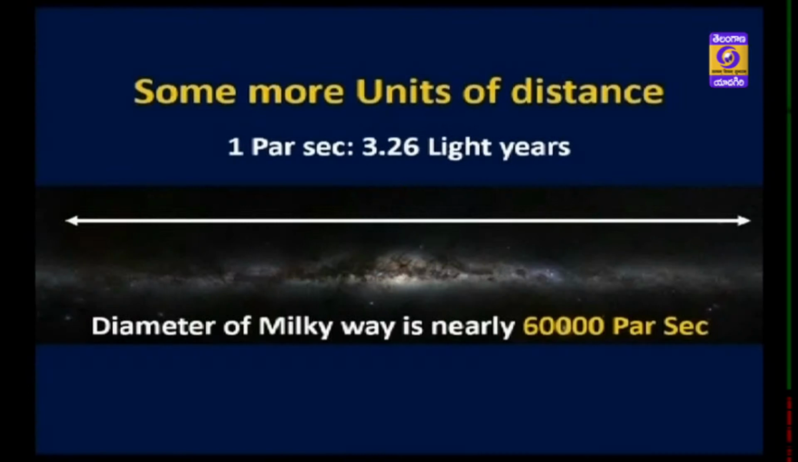Let us see another unit, that is parsec. 1 parsec is 3.26 light years. Our Milky Way galaxy is nearly 60,000 parsec wide in diameter.